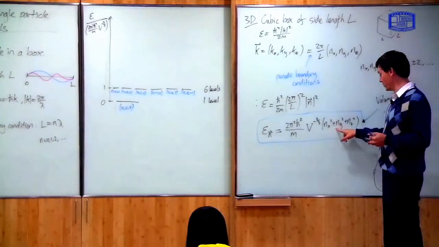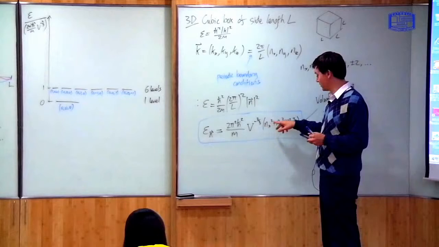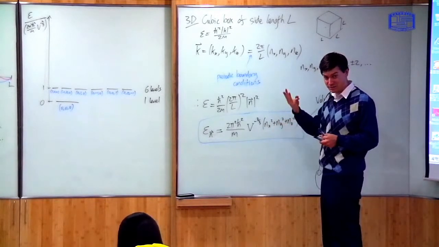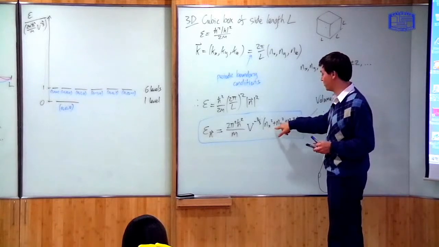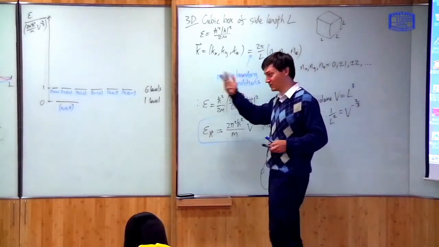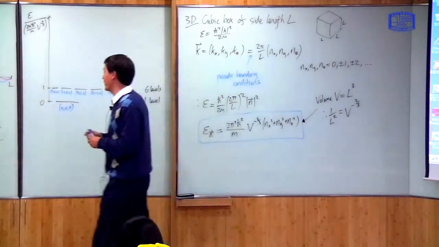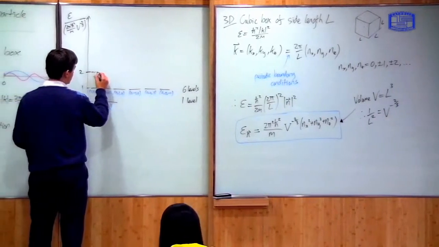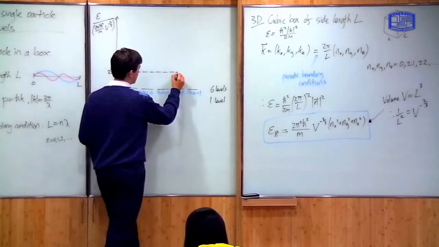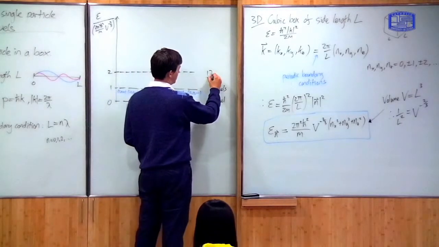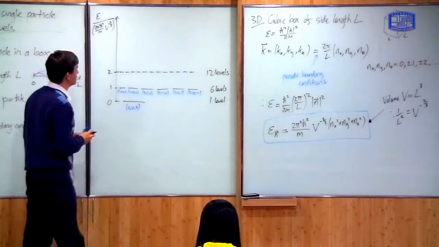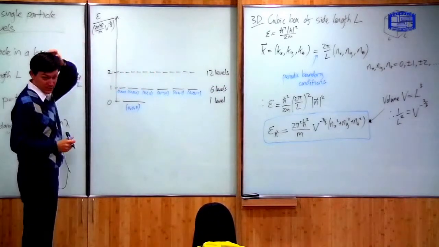I can do 1 plus 1 plus 0, or 1 plus 0 plus 1, or 0 plus 1 plus 1. That's 3 ways. But then each of these can either be plus or minus 1. So that gives me 3 times 2 times 2, which is 12. Okay, so I won't bother to write them all down. But there are 12 levels corresponding to the case where the energy is 2 times this constant.